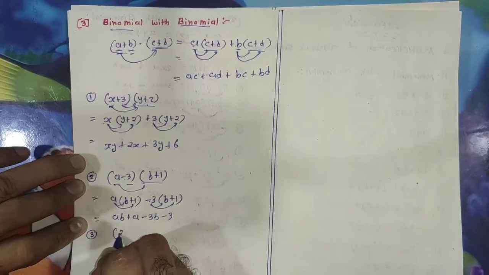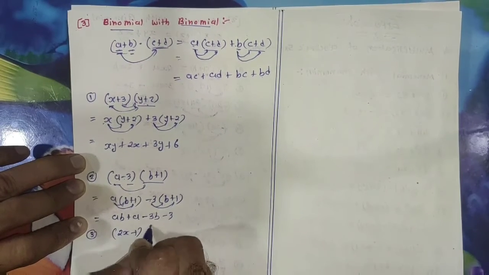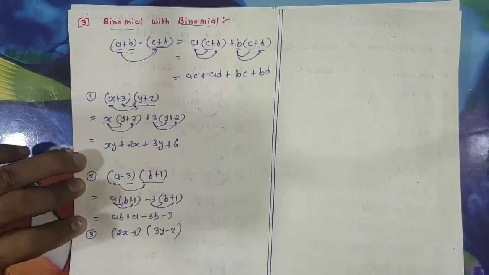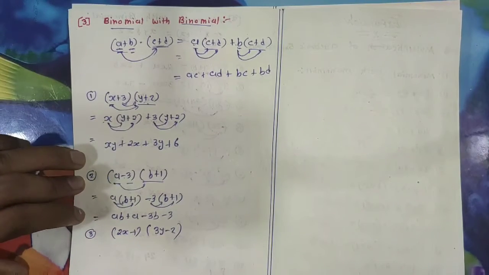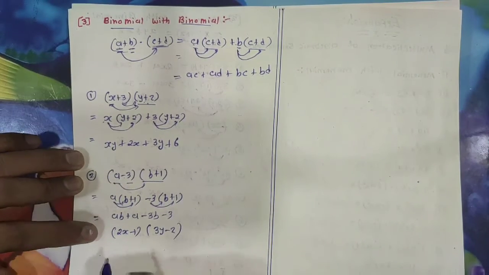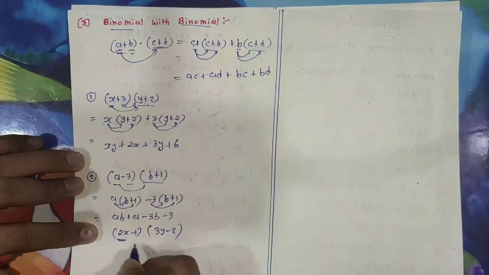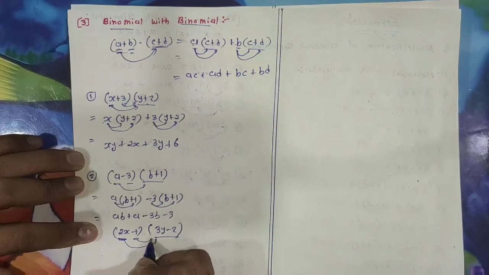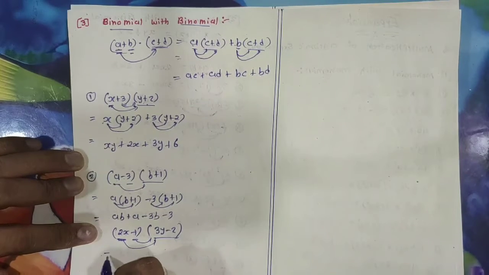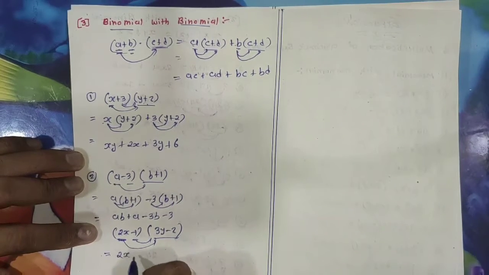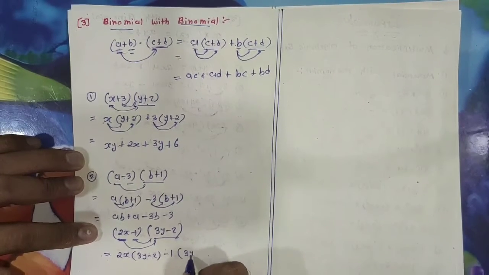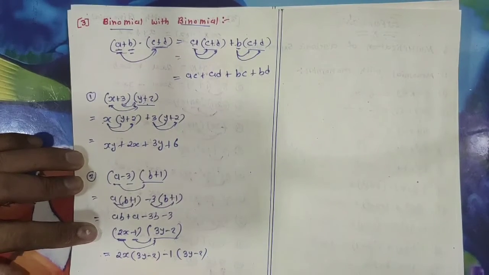Suppose we are given 2x minus 1, multiply it with 3y minus 2. Again it's a multiplication of binomial with binomial. This is first term, this is second term, this is entire bracket. फर्स्ट टर्म को ब्रैकेट के साथ मल्टीप्लाई करो, सेकंड टर्म को ब्रैकेट के साथ मल्टीप्लाई करो. सो इट विल बी 2x इंटू 3y माइनस 2 माइनस 1 इंटू 3y माइनस 2.